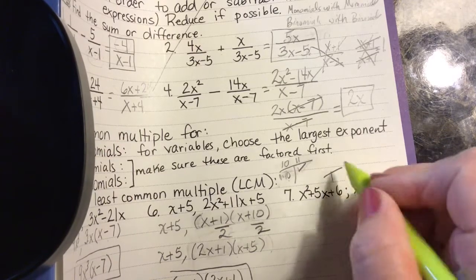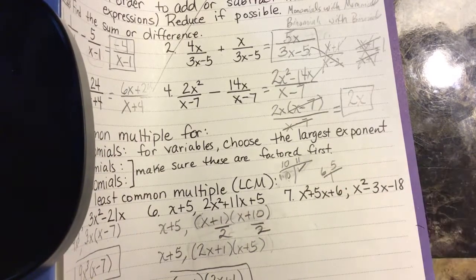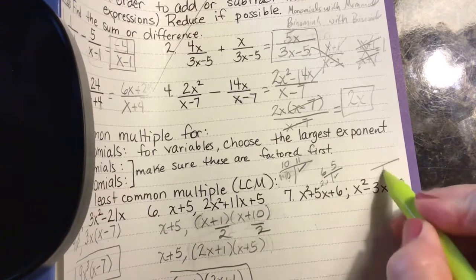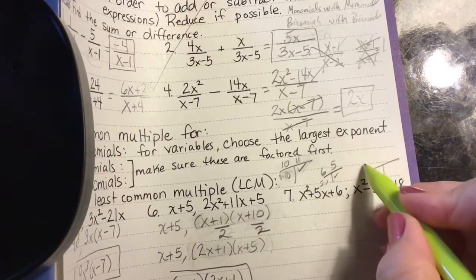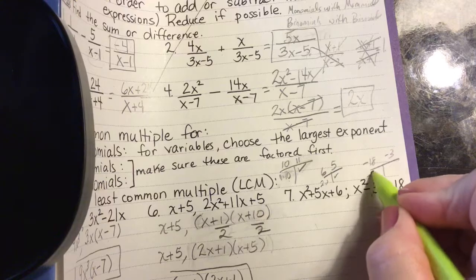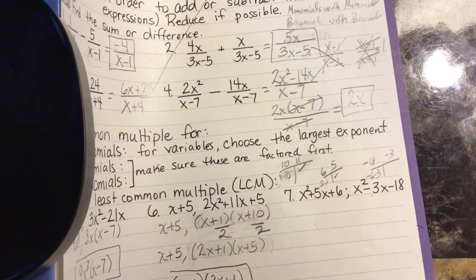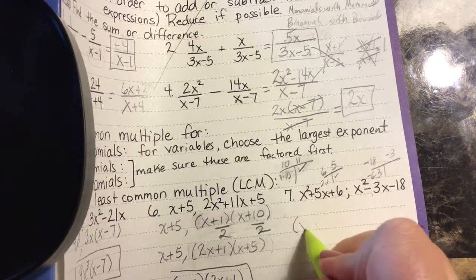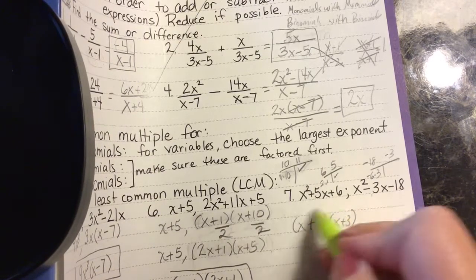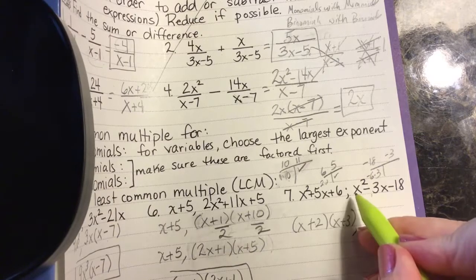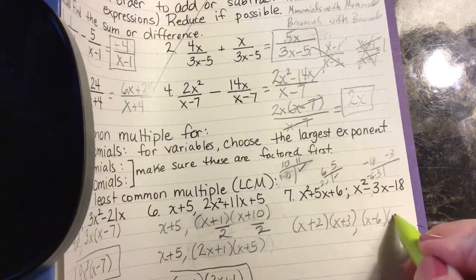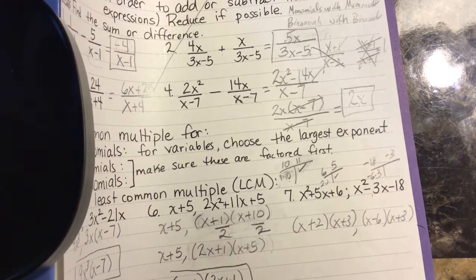Okay, now I have a trinomial and a trinomial. Can I find factors of 6 that will give me a sum of 5? Yes, 2 times 3. Can I find factors of negative 18, a times c, that will give me a sum of negative 3? Yes, negative 6 times positive 3. Then I'm going to put x plus 2, x plus 3 for this first trinomial, x minus 6, x plus 3 for that second trinomial.